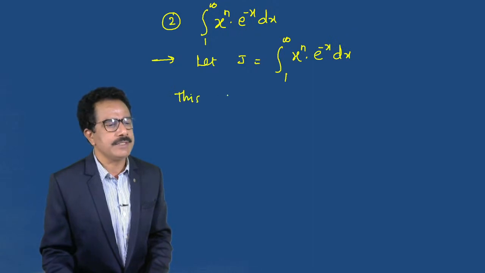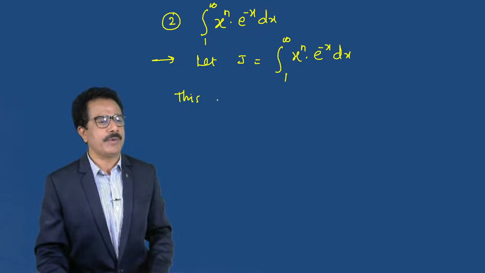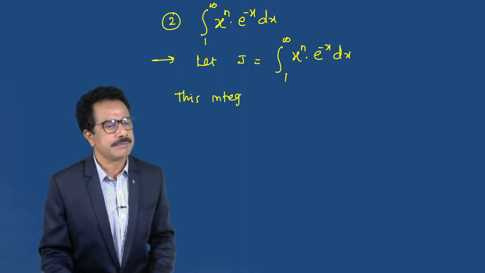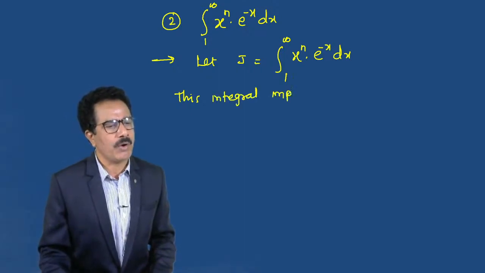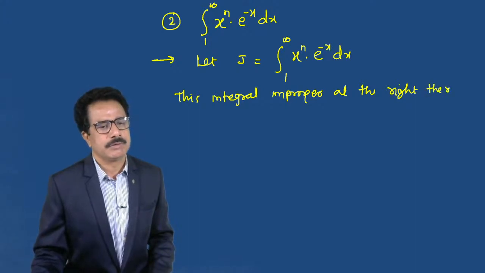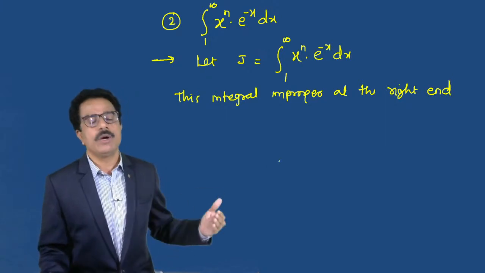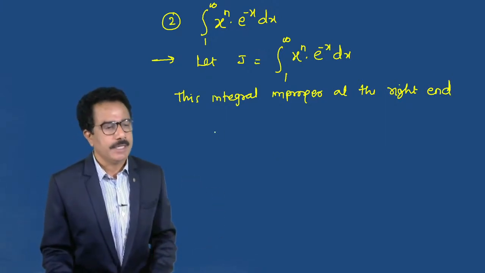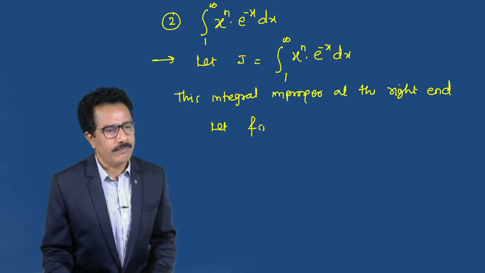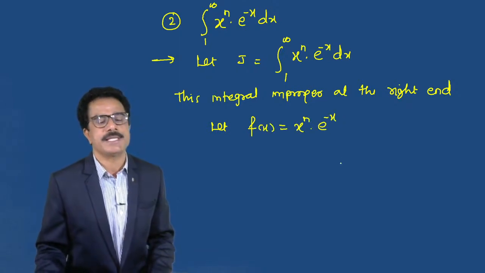This integral is improper. कुठे आहे तर स्टुडंट लेफ्ट हँडला इम्प्रॉपर आहे का राईट हँडला इम्प्रॉपर आहे. This integral is improper at the right end. So we have to use the property. Let f of x be equal to x raised to n into e raised to minus x.